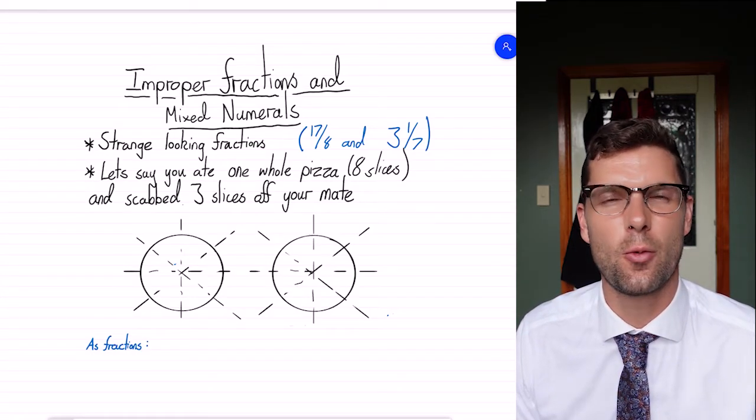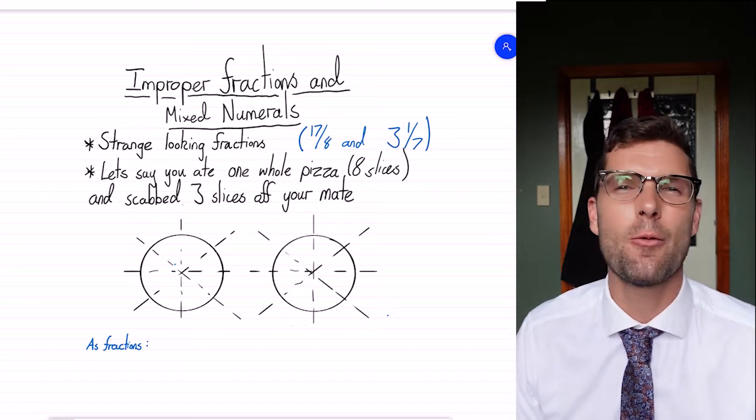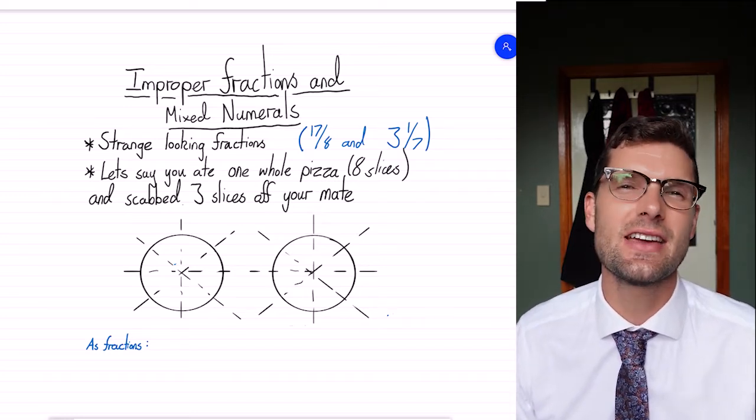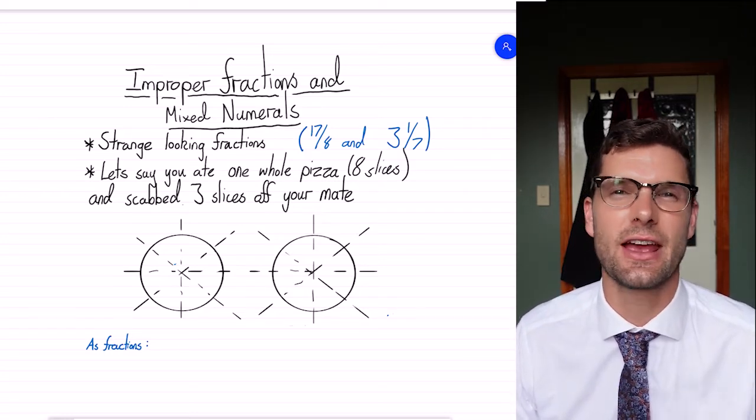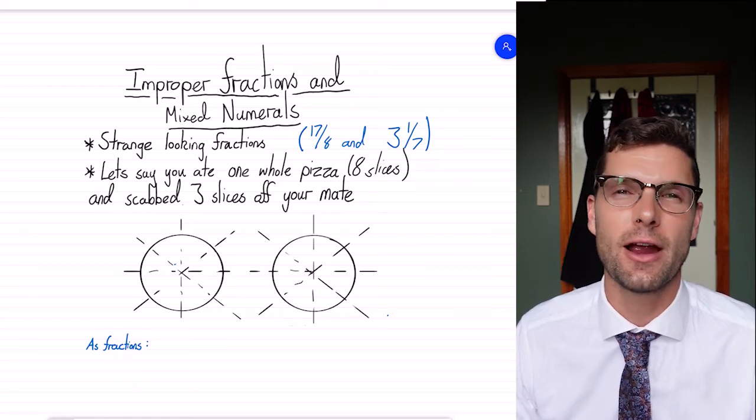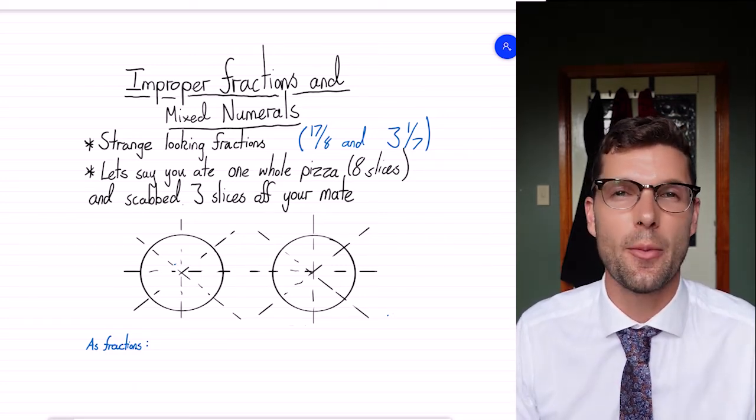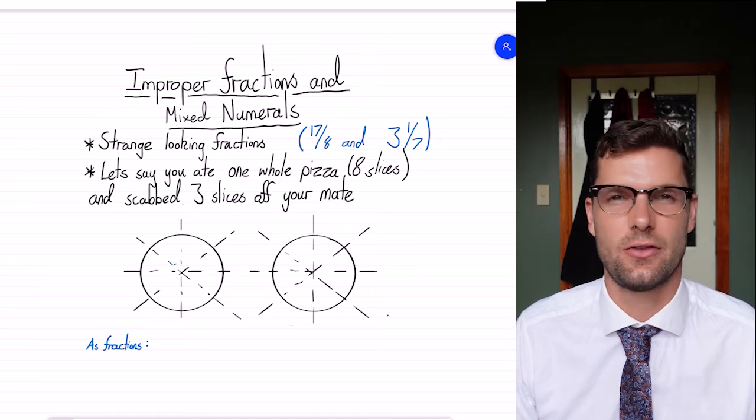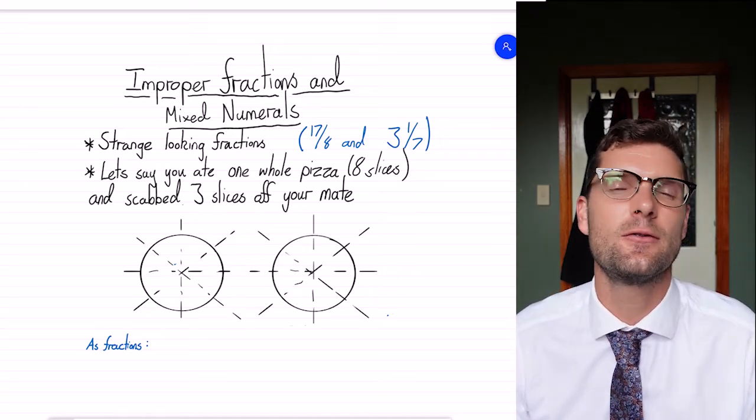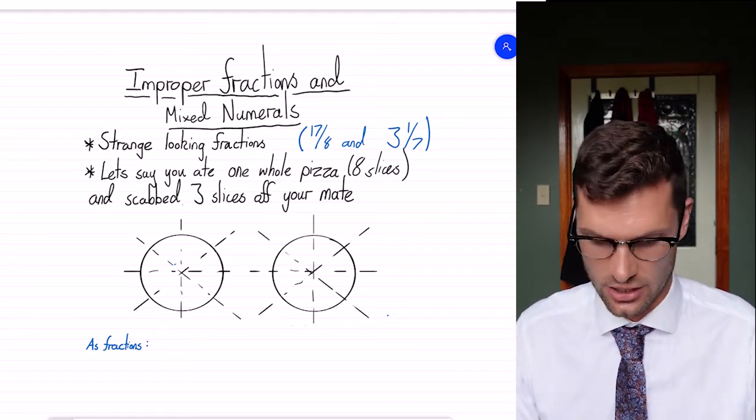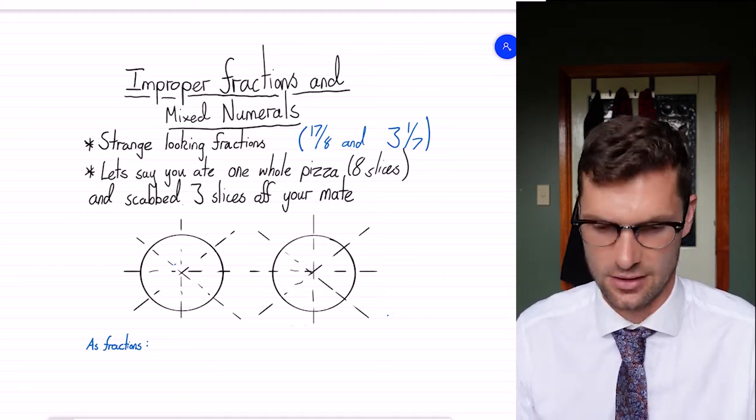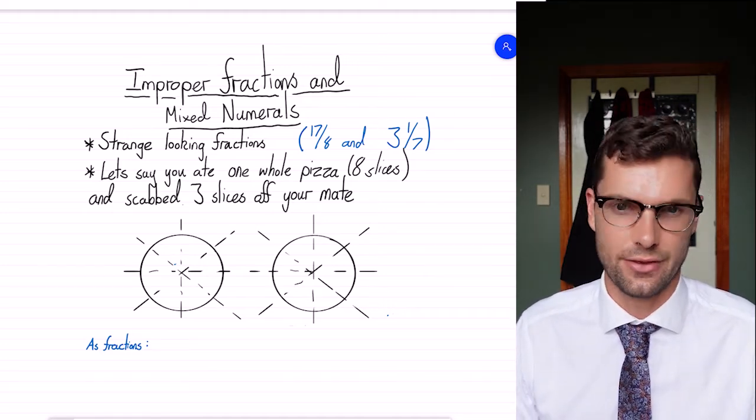Today we're going to be talking about what an improper fraction is and what a mixed numeral is. So these are strange looking fractions, okay? We've been dealing with what are called proper fractions, where the denominator, or the bottom number, is bigger than the numerator. But in these ones we've got ones that look a little bit strange. For example, 17 over 8 and 3 1/7.